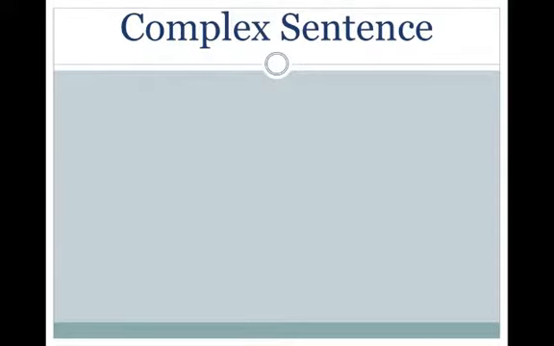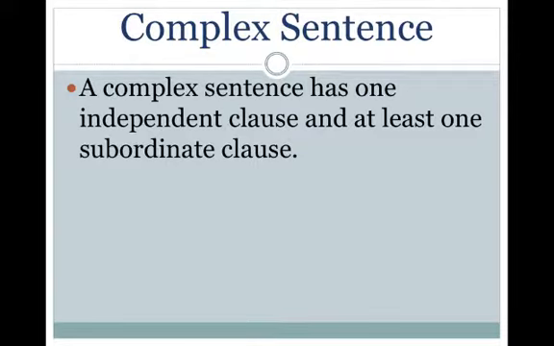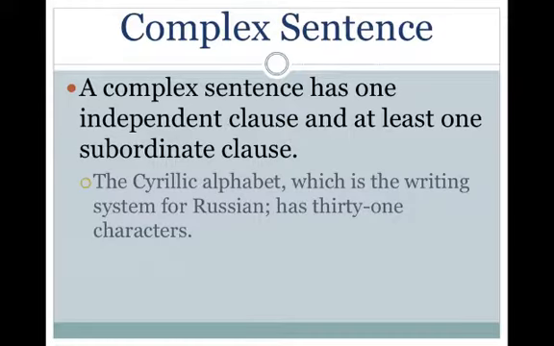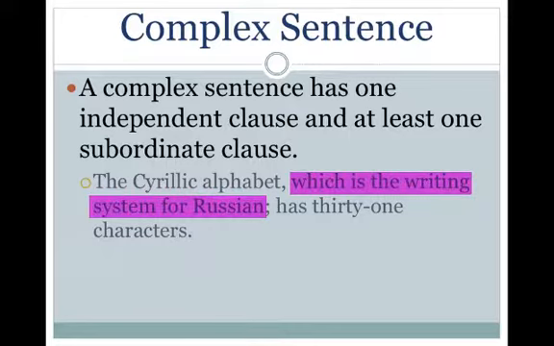The third type is complex sentence. A complex sentence has one independent clause and at least one subordinate clause. For example, the Cyrillic alphabet, which is the writing system for Russian, has 31 characters. In this case, there's a subordinate clause, which is the writing system for Russian, within the independent clause, with alphabet as the subject and has as the verb.